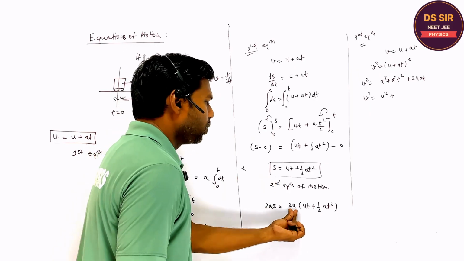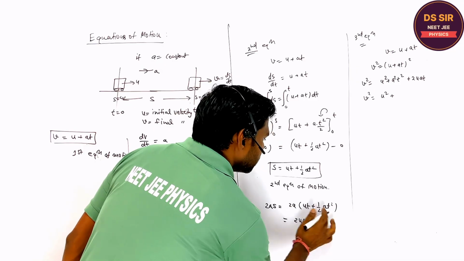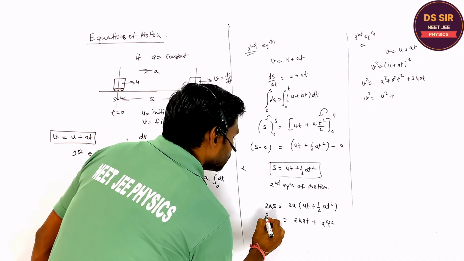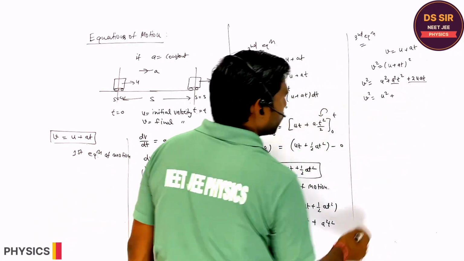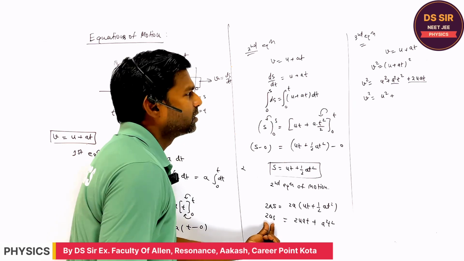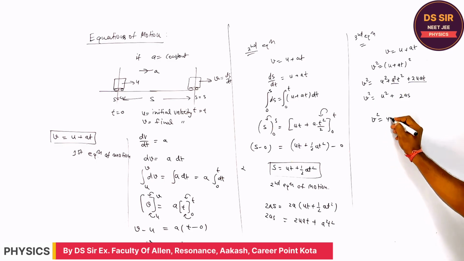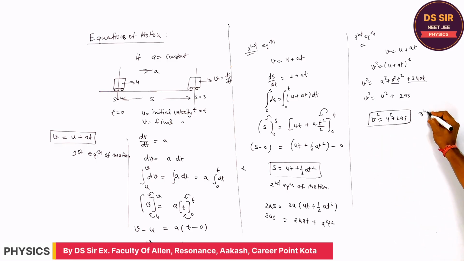If you multiply by 2a both sides, then it becomes 2uat plus a square t square. Is it clear or not? So 2uat plus a square t square is equal to what? You may write 2as. This is nothing but 2as. So v square is equal to u square plus 2as. This is the third equation of motion.